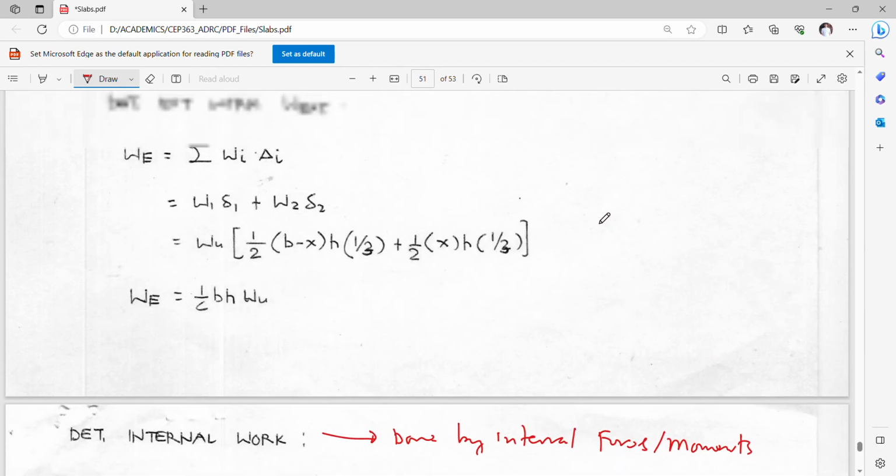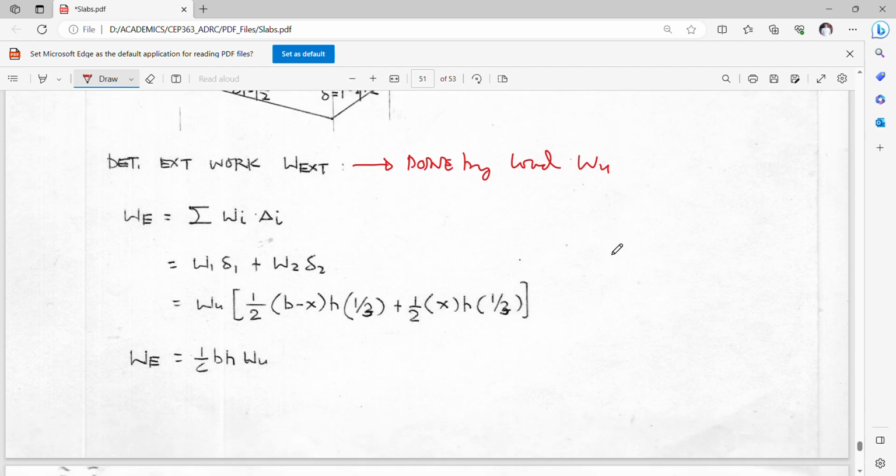Okay, so first we get the external work, and we know that the external work is simply force times displacement. So this W_i here constitutes the two segments of the slab, W1 and W2. So we have two segments deflecting, or having a displacement, of delta 1 and delta 2. So whatever the weight of the slab is, it is simply the area of the slab, one half base times height, multiplied by the ultimate load, multiplied by delta.